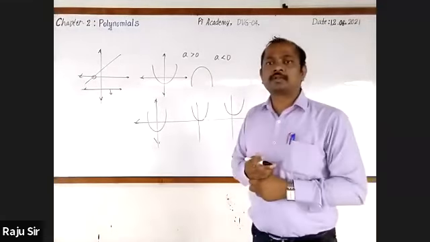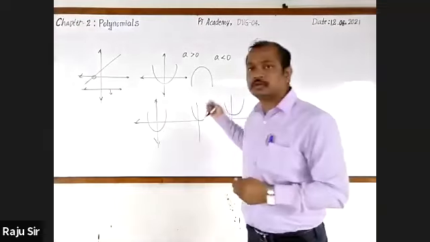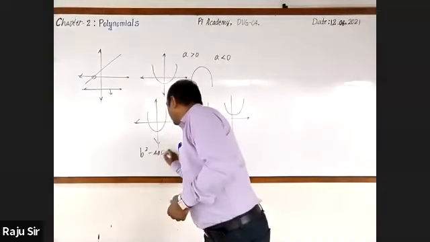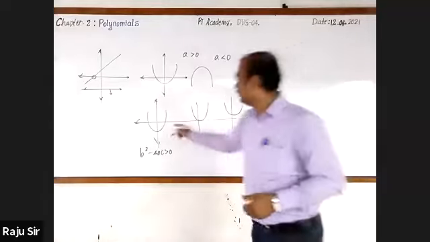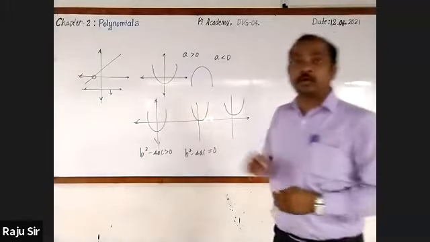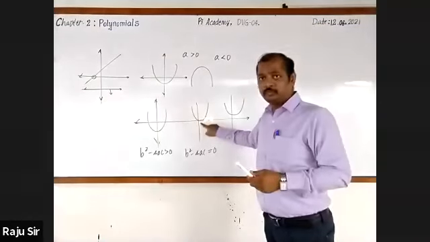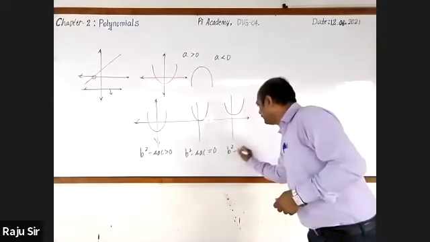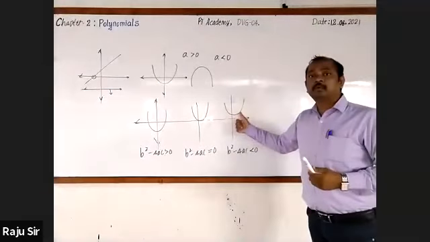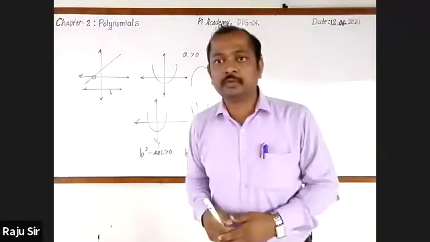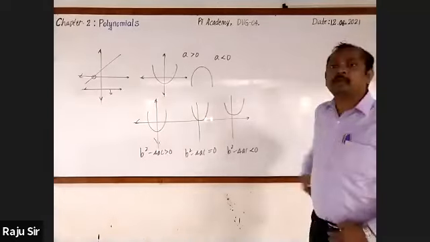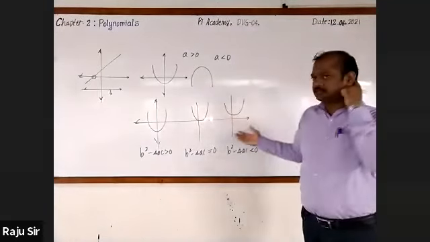Then we have also come across conditions for obtaining 2 zeros, 1 zero, and no zeros. If b square minus 4ac is greater than 0, nothing but positive, we will get 2 zeros. If b square minus 4ac is equal to 0, we will get only 1 zero. Then if b square minus 4ac is less than 0, nothing but negative, then we cannot get any zeros. And we will take some examples for all these.